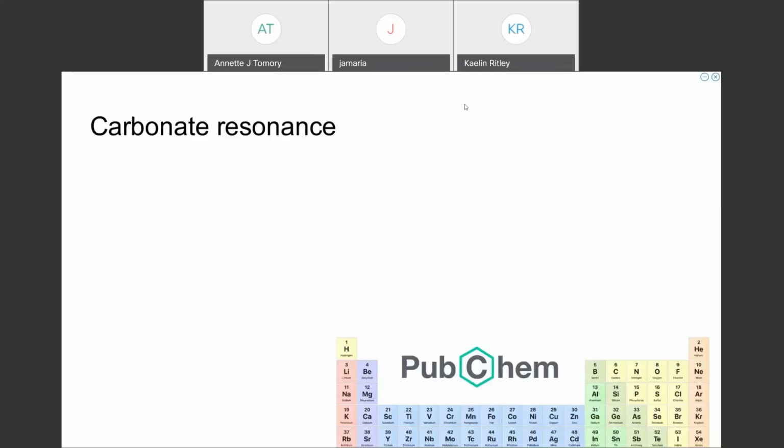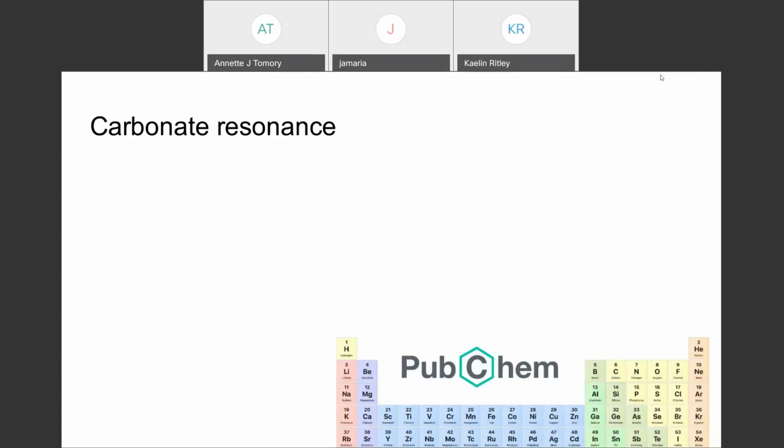Okay, so we're talking about resonance now. Resonance is essentially the electrons that are moving around, and so the bond can move from one bond to another. The electrons can move from one atom to another, but this is now getting to the point where the atoms can hold charges and whatnot.